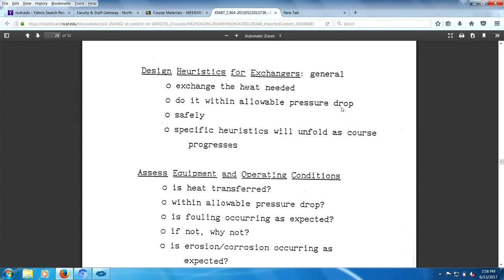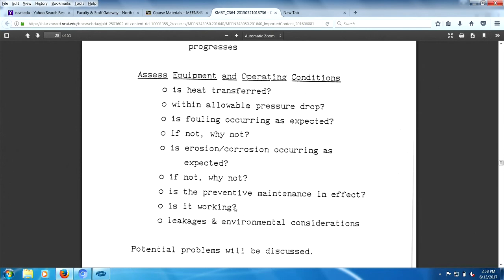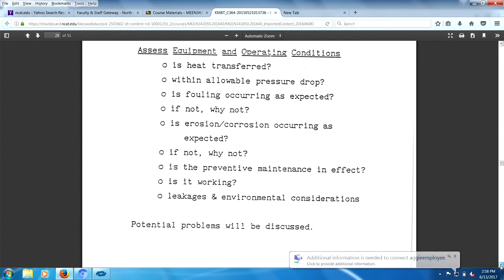So it takes power to run a heat exchanger, and it costs you. And volumetric flow rate times pressure drop will give you the power requirements to run the heat exchanger. You want to assess the equipment operating conditions, allowable pressure drop, fouling, erosion, corrosion, what's happening, why not, preventive maintenance, is it working, leakage, potential problems will be discussed.